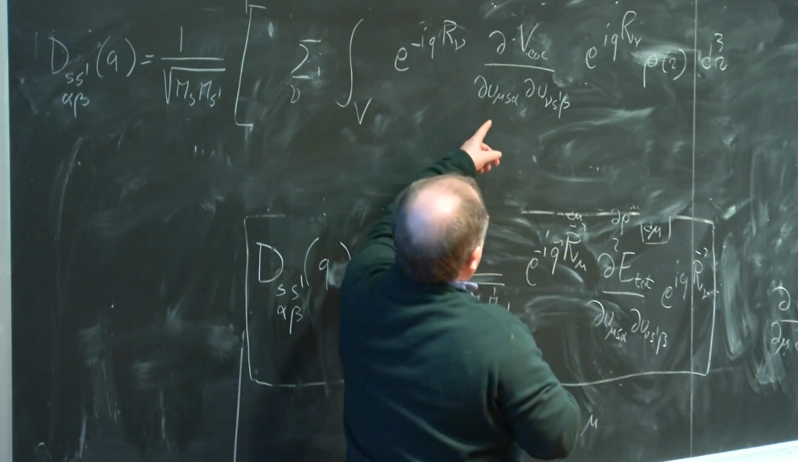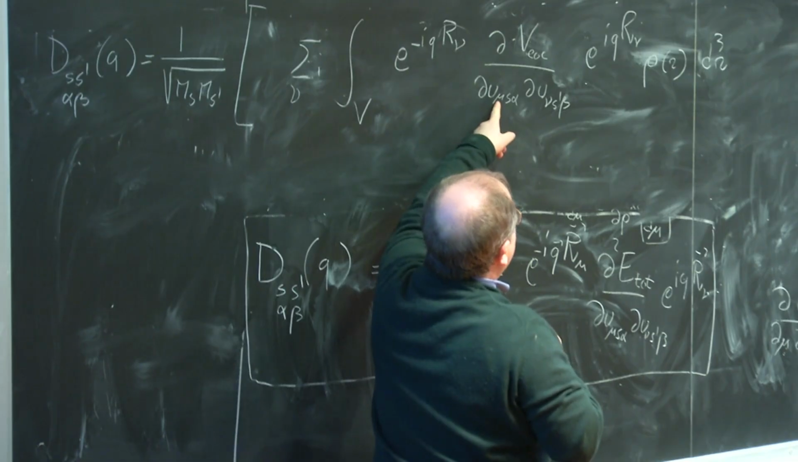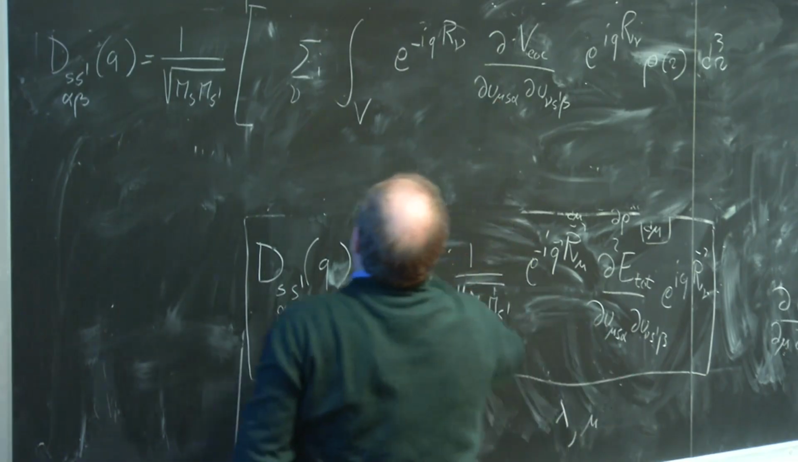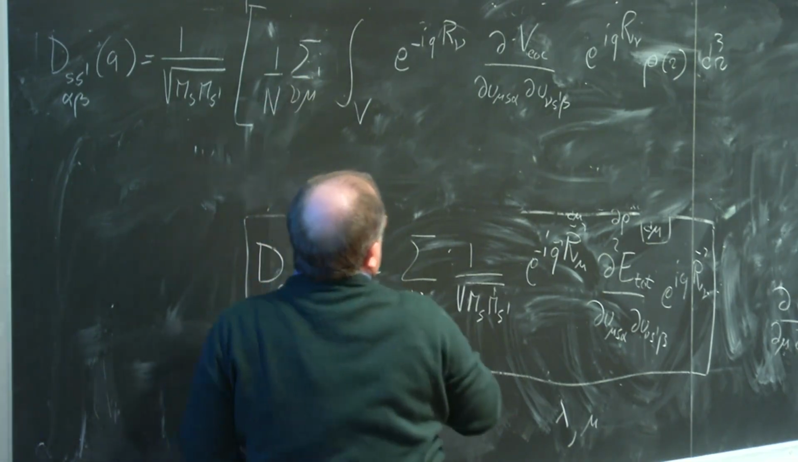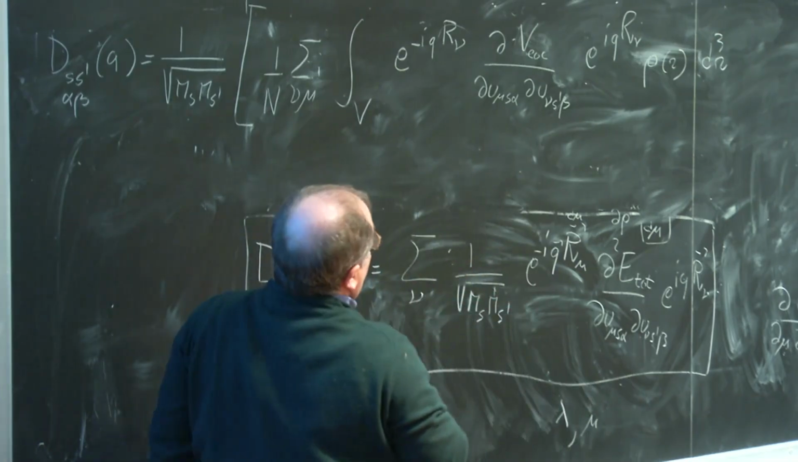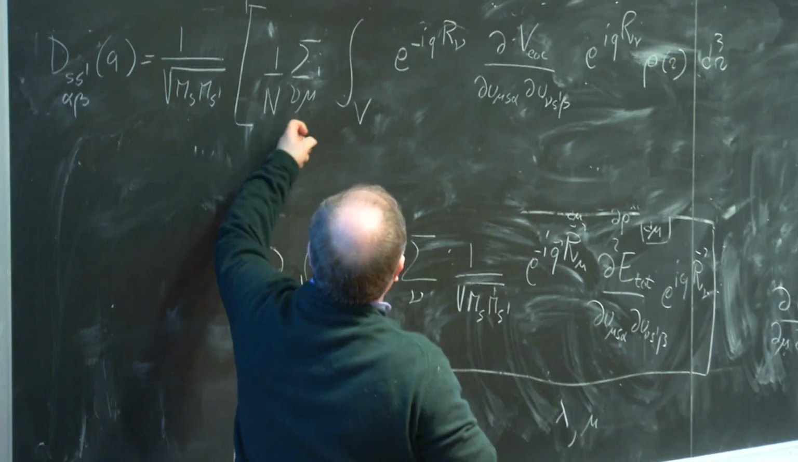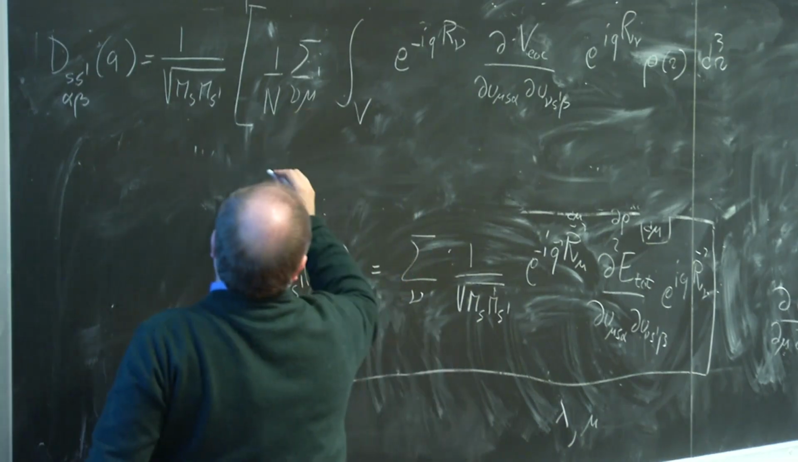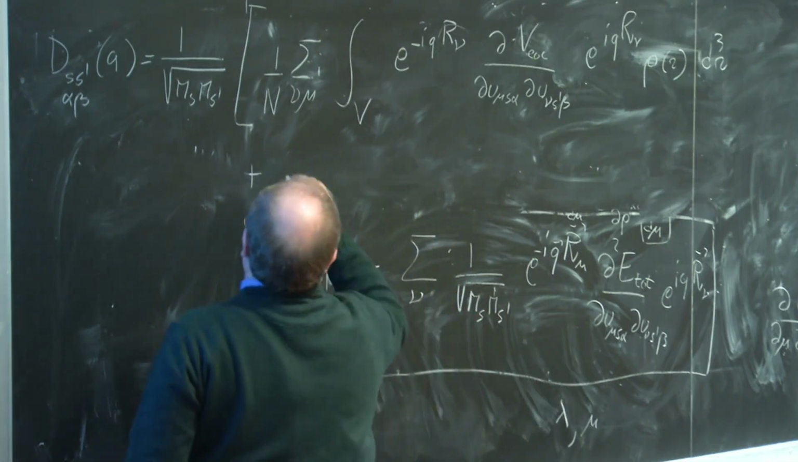And since we have seen that this term is independent of which mu we choose, basically we sum here over mu and divide by the number of cells, because for each mu it will give the same object. So we divide by the number of cells. Plus, again, the same trick we do for the second term.